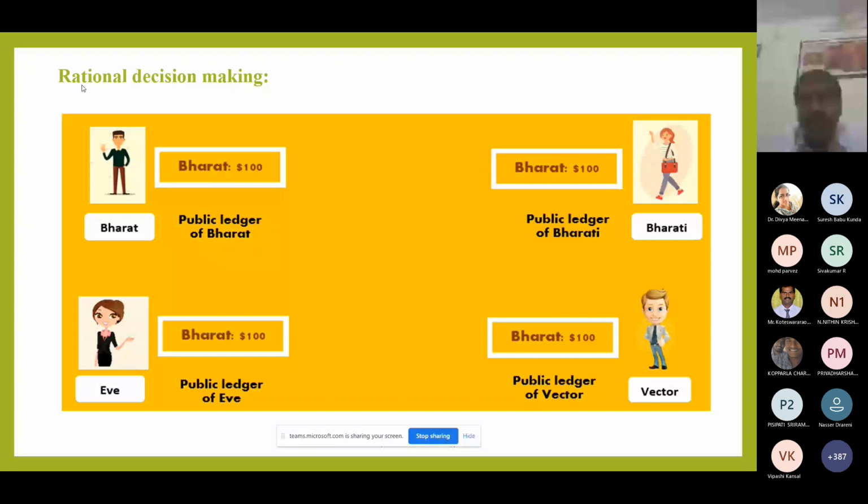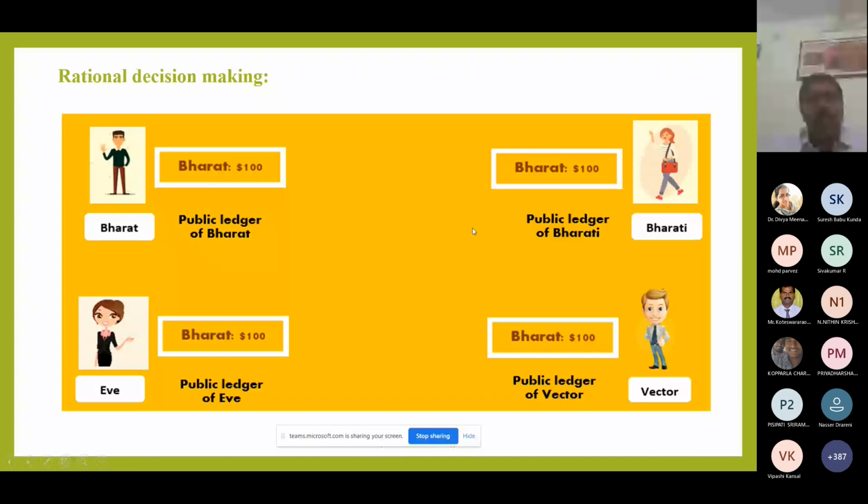What is this rectangle here? This rectangle is the local copy. Bharat, Bharti, Vector, and Eve are the nodes. This rectangle is the local copy of all the nodes. All the nodes have their local copy, and the public ledger is not seen. So everyone knows that Bharat has $100 with him.